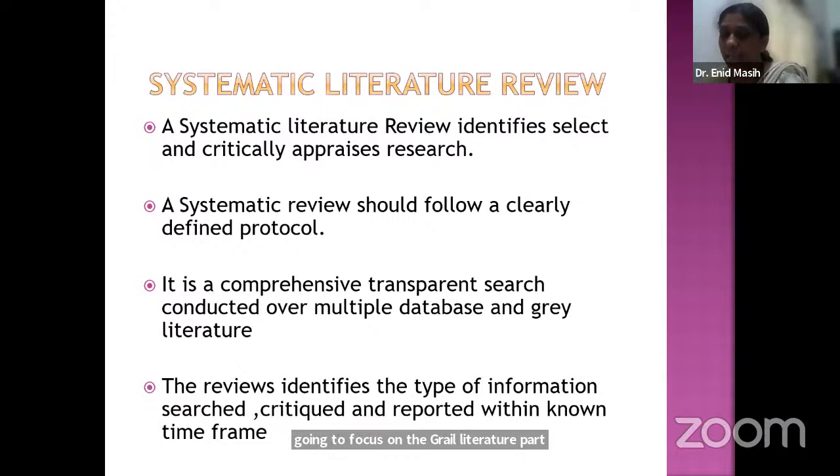Now, I think gray literature is not a new word for many of us, but if it is a new word for you, I'll just explain what gray literature is.